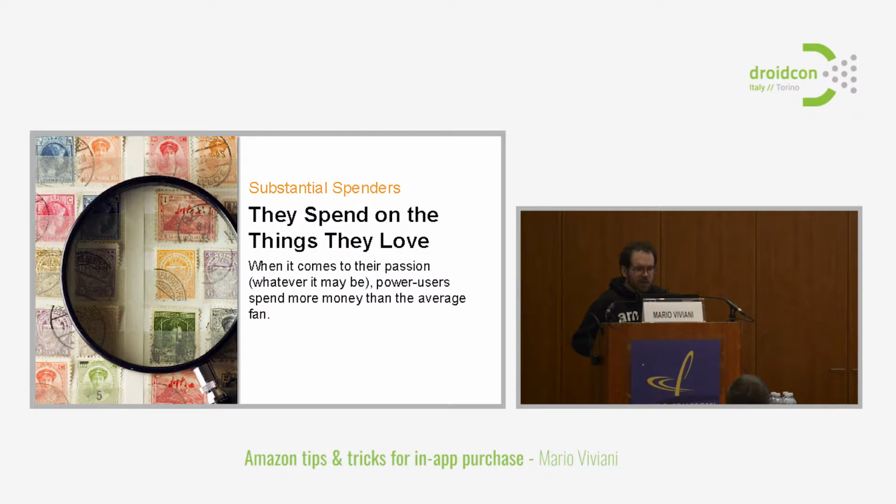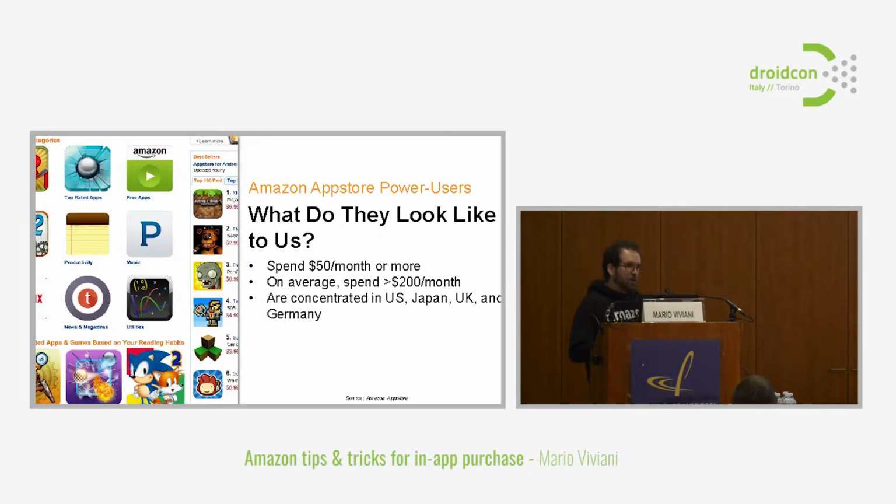But how much money are they spending? So what do they look like to us? We did an analysis on power users, and even internally at Amazon, we had to define what a power user looks like. So we define a threshold, and we call a power user someone who spends more than $50 per month. And you must think, $50 per month, that's not bad, right? Having users who consistently spend this money, it's not bad.